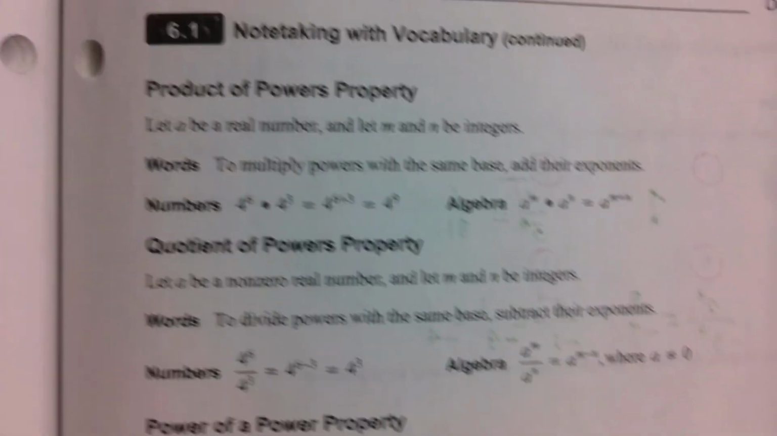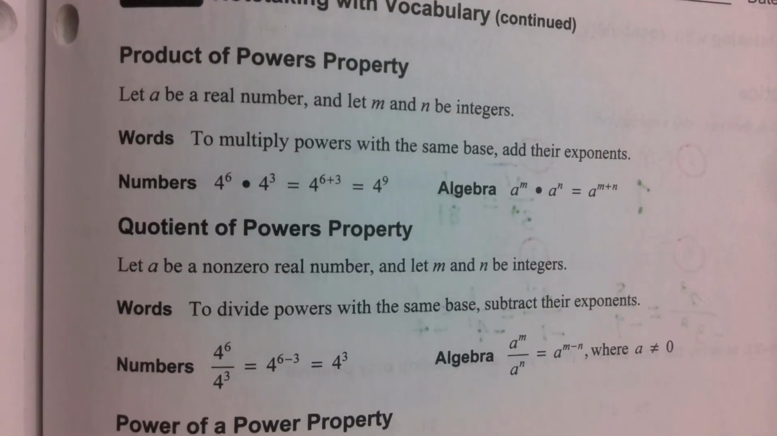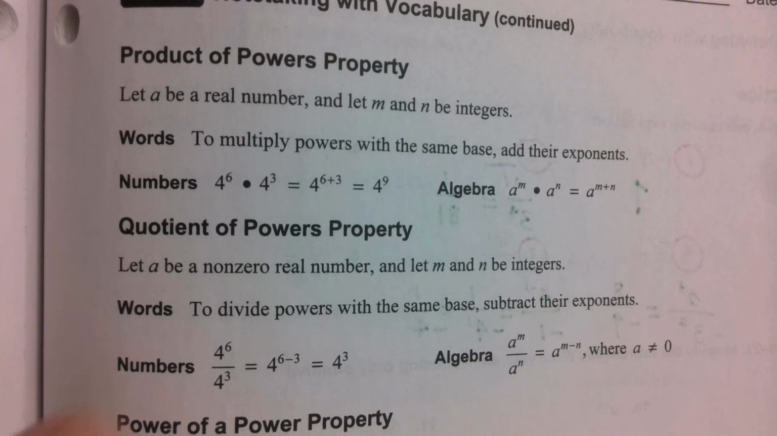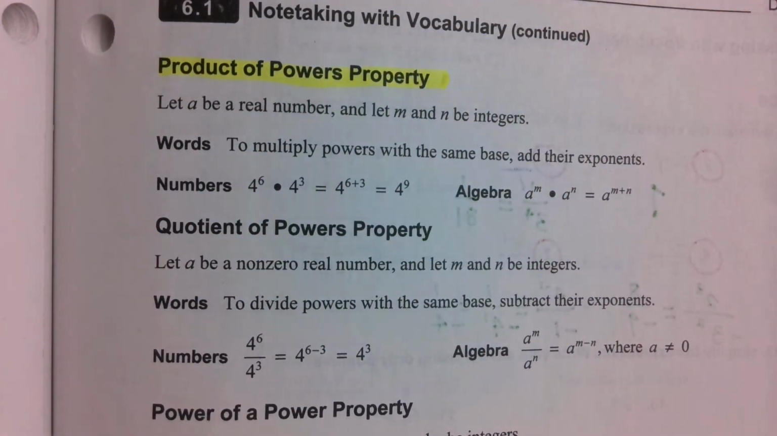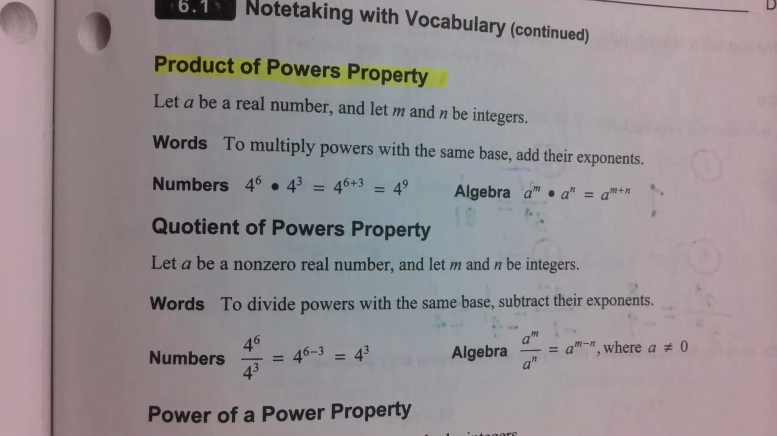On page 171, we're going to talk about 2 properties today. The first of these properties is called the product of powers property. You don't really need to remember the names, but it's important that we remember what they mean.